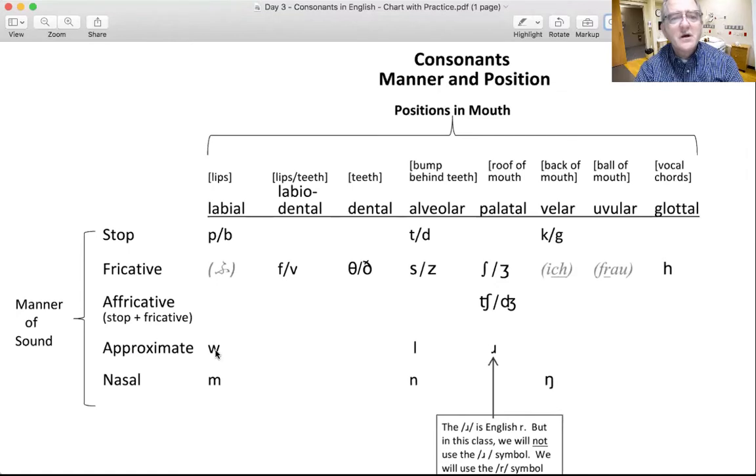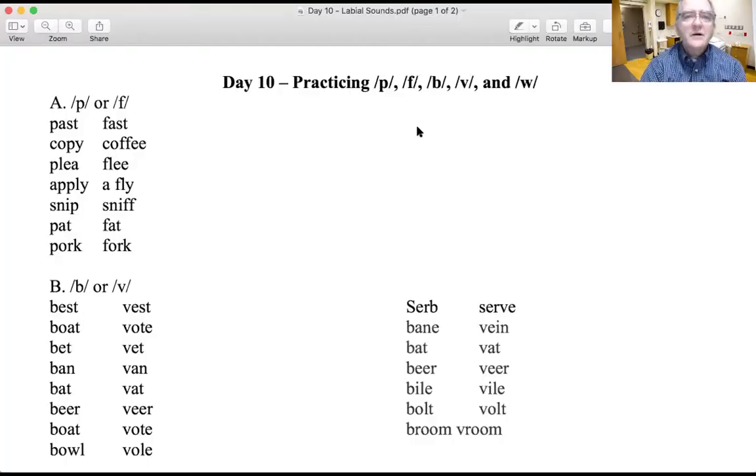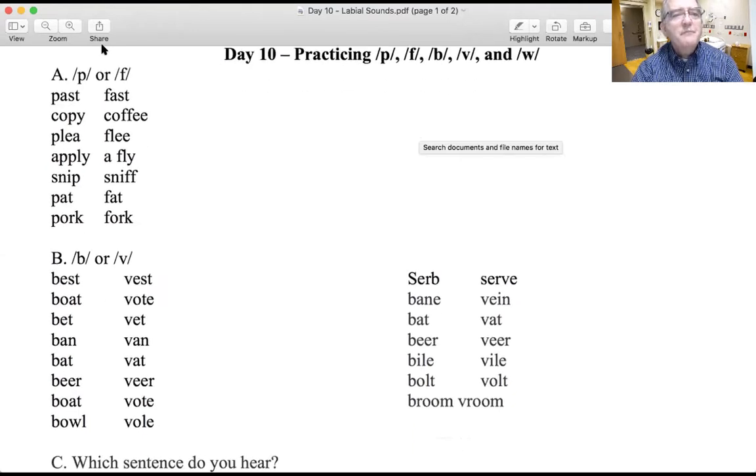Also, we have an approximant. That's a difficult word to explain. With the lips, you make a W. So we have the P and B, the W, and the F and V. Let's study those today. We're going to practice P and F, and B and V and W. P or F. P is pronounced with the lips, the air actually stops. And F has the teeth on the lip.